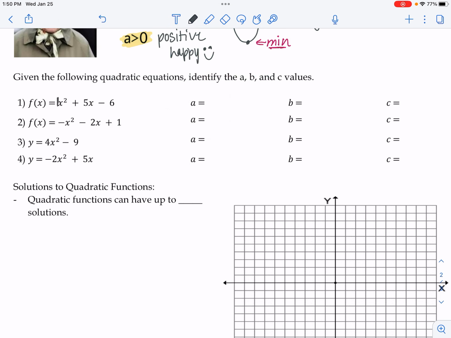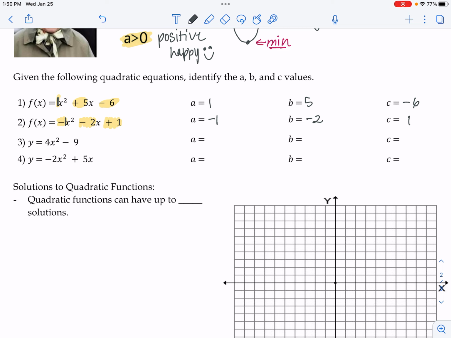So in the case of number 1, there's an invisible 1 for our A value. And then B is 5 and C is -6. So 1, 5, -6. In the case of number 2, there's also an invisible 1 here, but this time it's -1. And then we have a -2, don't lose your negatives, and then a +1. So -1, -2, +1.